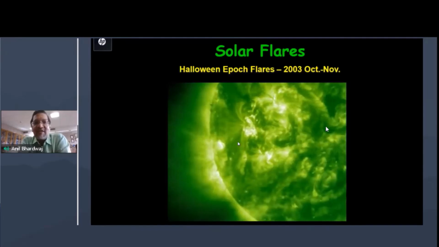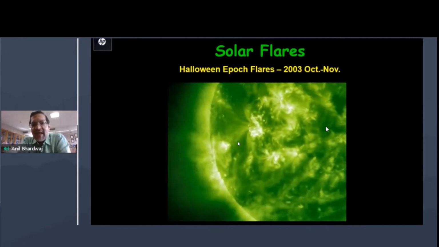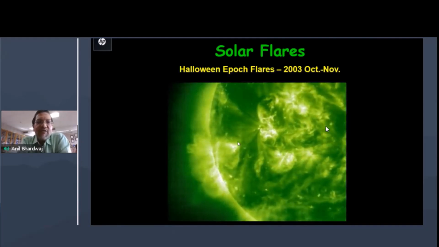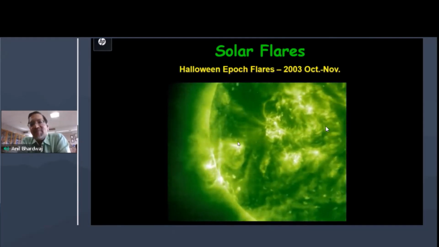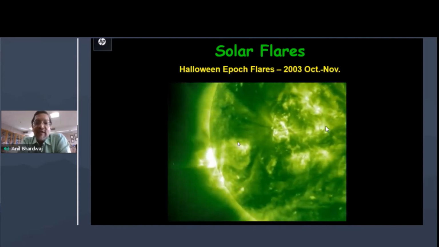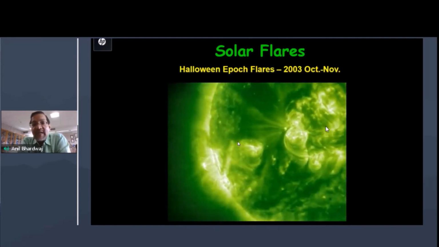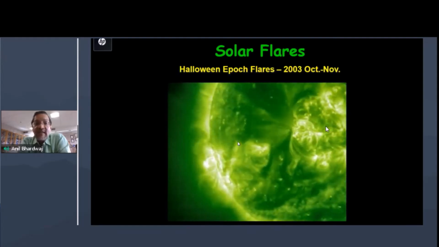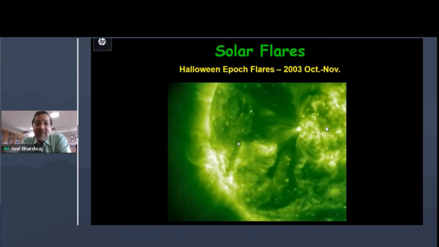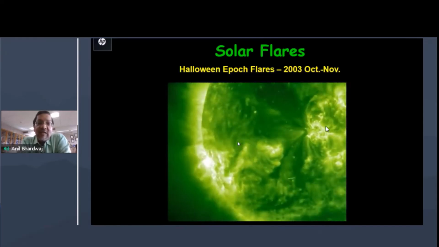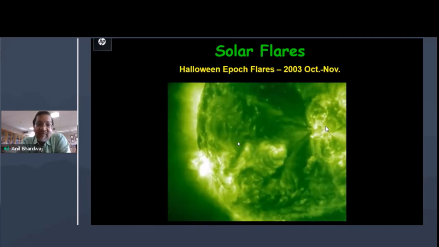So this is a solar flare which is actually happening on the sun. This is not an animation, this is an actual movie. And this is a movie generated in the time period of October-November 2003, when there was a lot of activity happening on the sun, and that was the most active sun in this century so far, and we call it the Halloween epoch of flares.